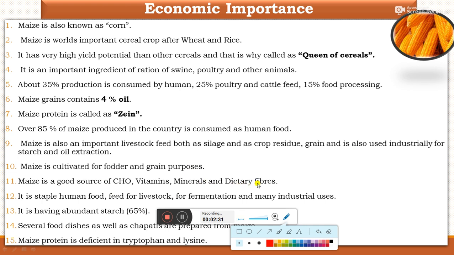It is used as a staple food, then feed for livestock, for fermentation, and for many industrial uses. Then it has abundant starch, that is 65%. Several food dishes as well as chapati or bhakri are prepared from maize flour. Maize protein is deficient in tryptophan and lysine. Most of the cereals are rich in methionine, but they are deficient in lysine. These are the major amino acids.